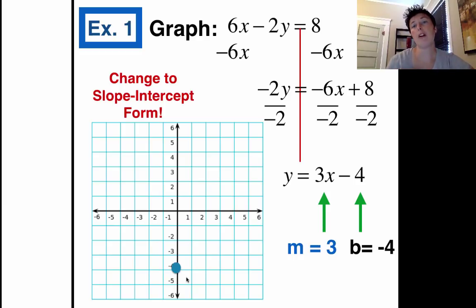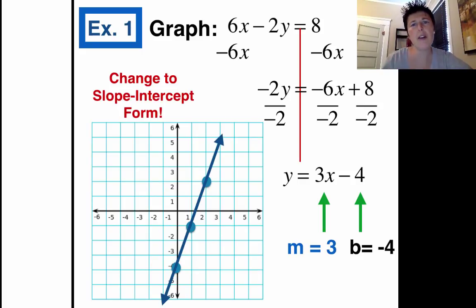And our slope, our growth number, is 3. So that means we're going to count up 1, 2, 3 over 1 and get that next point. And we're going to count from there up 1, 2, 3 over 1 to get that next point. So we're going up 3 over 1, up 3 over 1. That's that growth number. And then we're going to connect it with a line. And we got our graph.